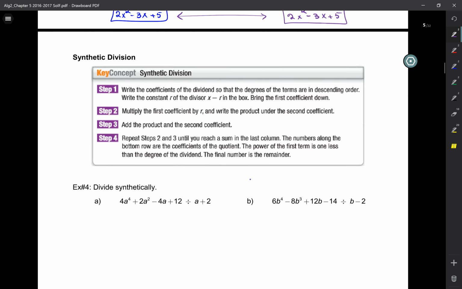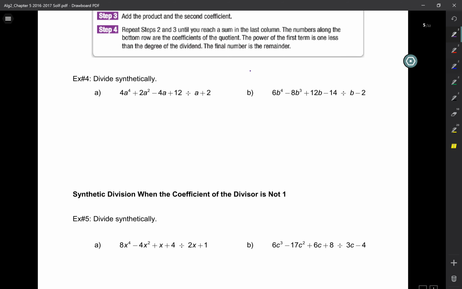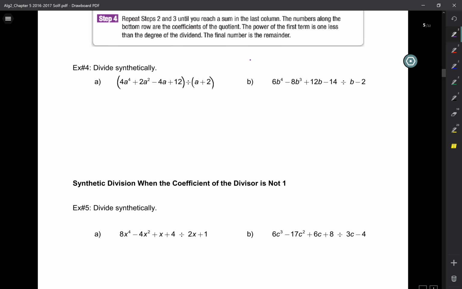So let's do a couple more synthetic. Here's the first one. All right, now we make our chart. Okay? Now there is a bit of a problem here. Let's take a look at the exponents. I have a 4, but where's my 3? I'm missing a 3. That means I need to account for that. And then after that, I have a 2, a 1, and a 0, so I'm good. I'm just missing that 3.